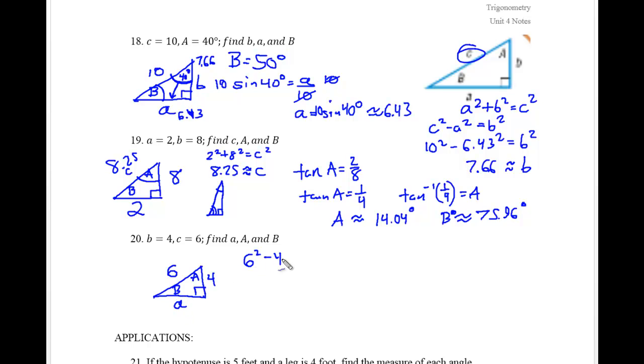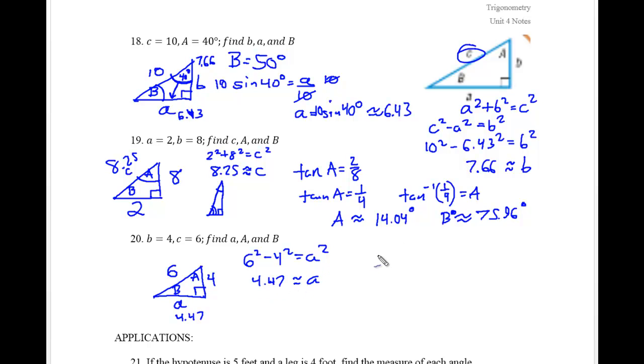So 6 squared minus 4 squared is equal to A squared. You can see that essentially I'm adding the two sides if I don't know the hypotenuse, and I'm subtracting the hypotenuse and the smaller side if I don't know the other side as well. So 6 squared minus 4 squared, and then when you get your answer, you take the square root of that. You get an answer of approximately, A is approximately 4.47. That's done by, again, taking 36 minus 16, then taking the square root of 20, which is about 4.47.